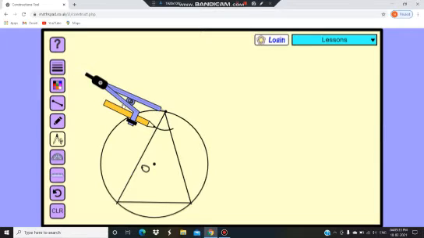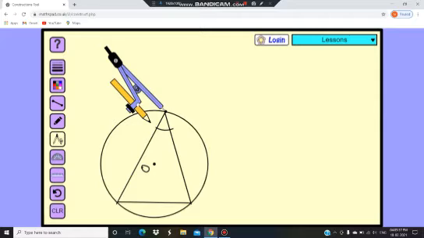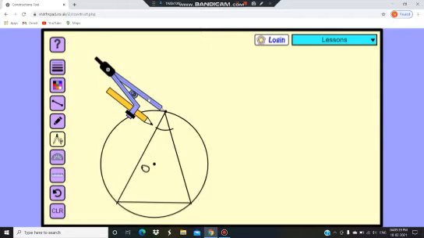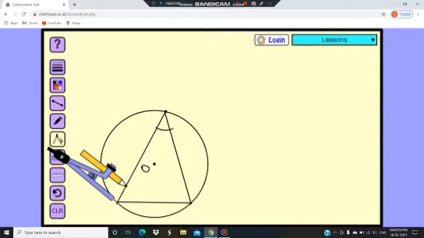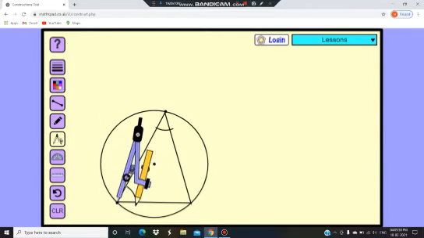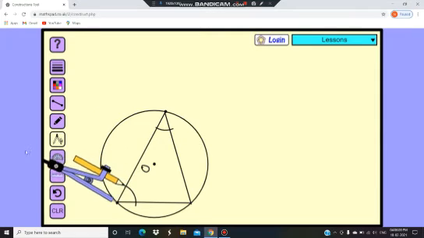Okay, now without changing the distance of the rounder, we will keep the pointer on one of the remaining two vertices. Remaining two vertices are there; on any one of them we will keep the rounder, and with the same measure we will make the arc. So like that we have to make an arc.